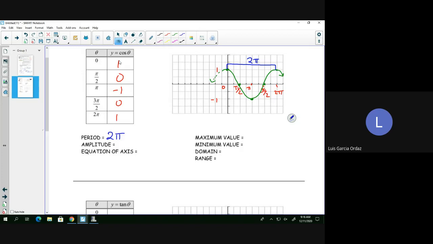Does our amplitude change? No. So it's still going to be 1. And what would our equation of the axis be? Y is equal to 0. Maximum value stays the same, positive 1. Minimum value stays the same, minus 1.